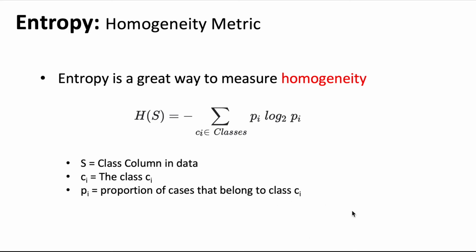The formula is basically going over each of the possible class values and summing the proportion of cases in that class times the log of the proportion of cases in that class. And at the end it is multiplied by -1. So let's see an example.